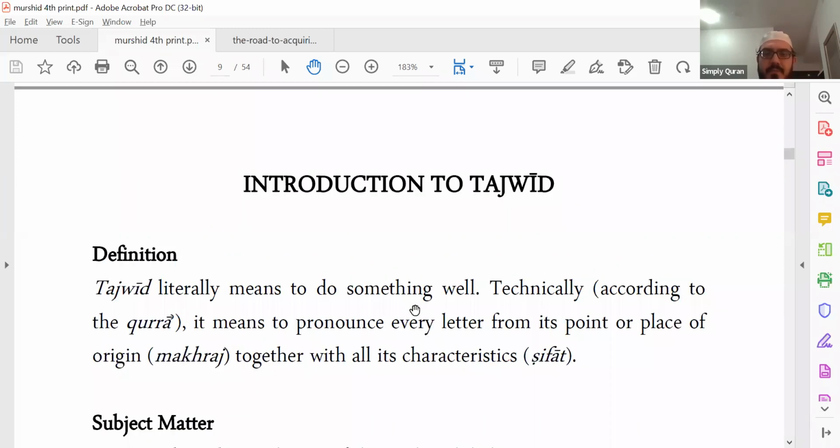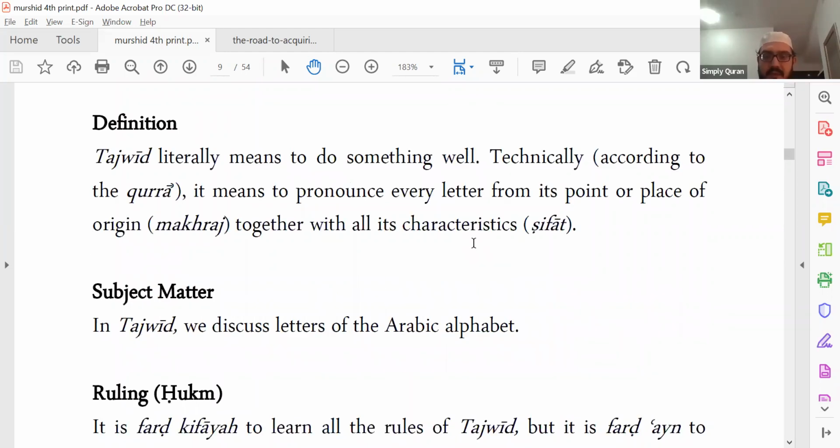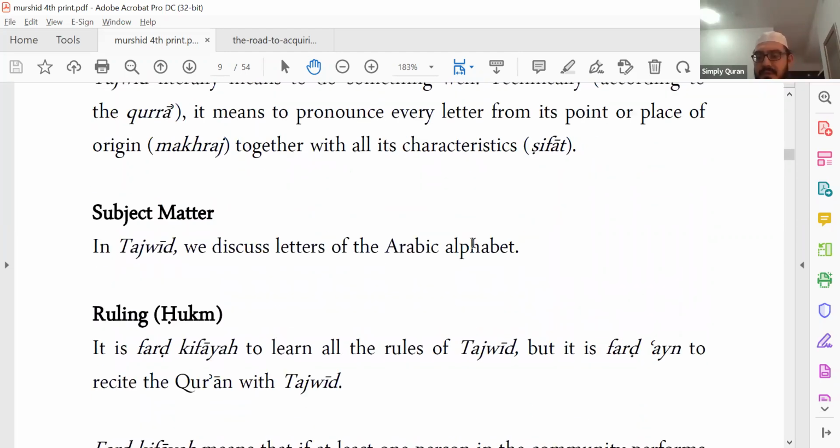Okay, then what we covered here was, let's see here. What is the subject matter of Tajweed? What does Tajweed help us with? What's the point of Tajweed? To be able to read Arabic properly. Okay, good. So we're discussing the letters of the Arabic alphabet and to protect ourselves from making mistakes in the Arabic language.